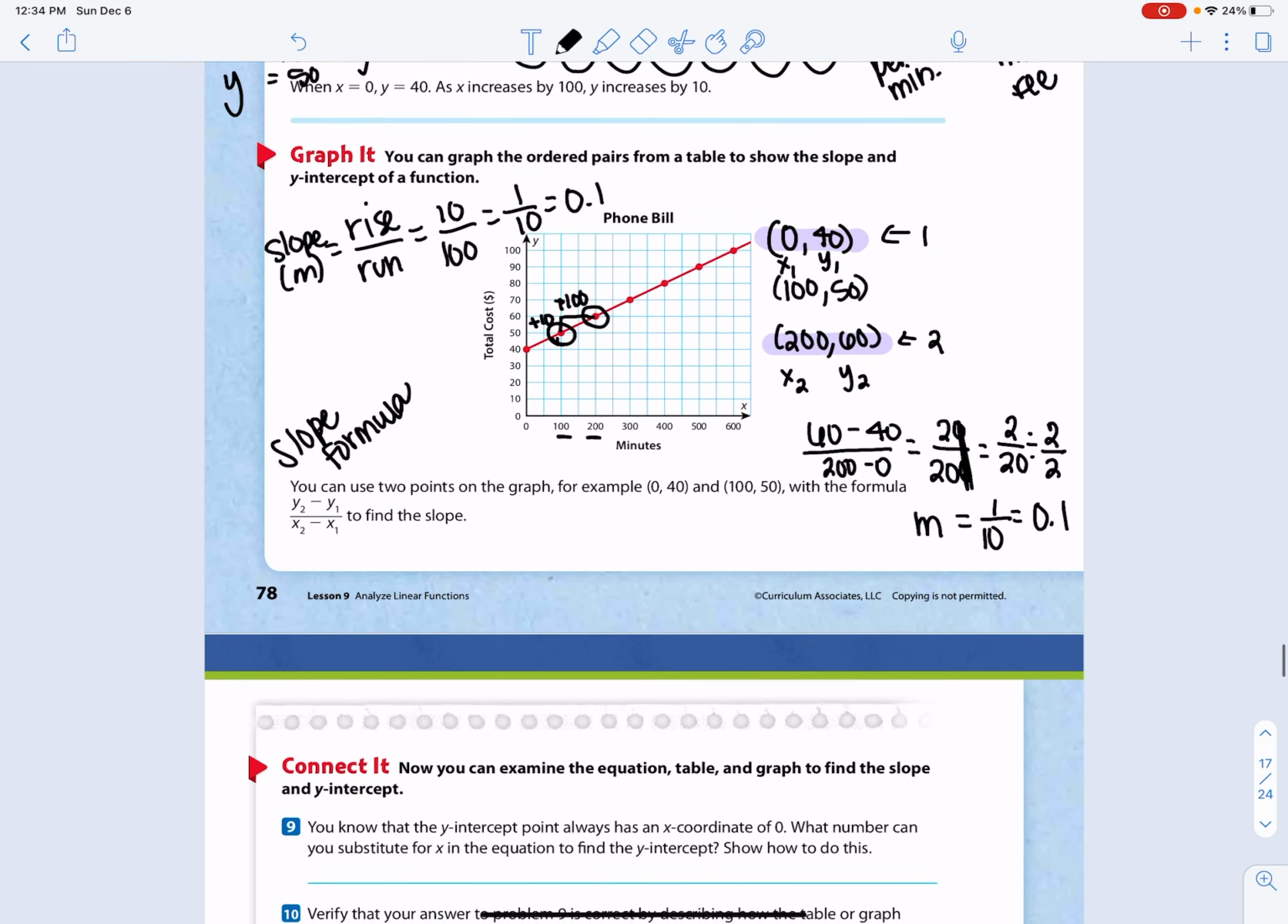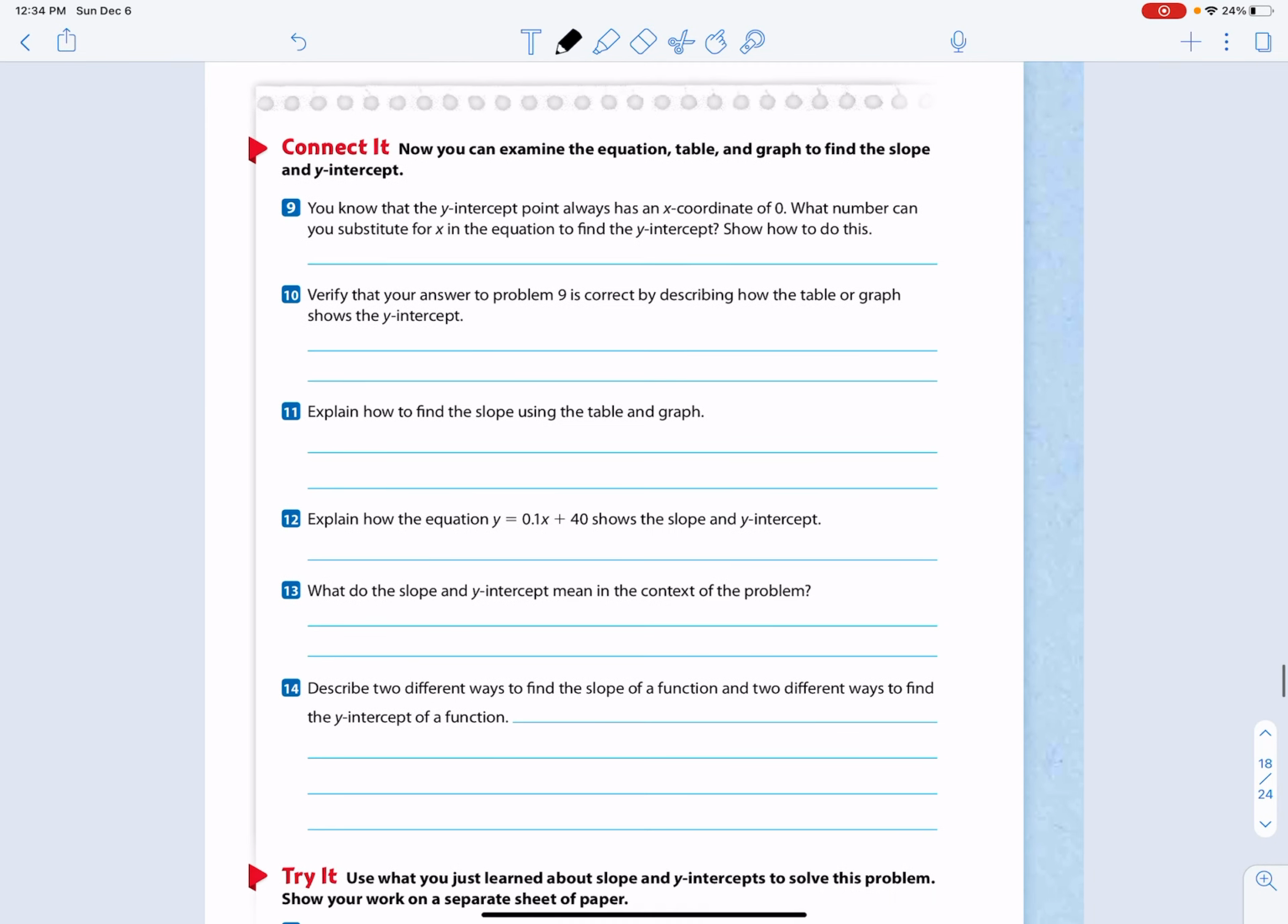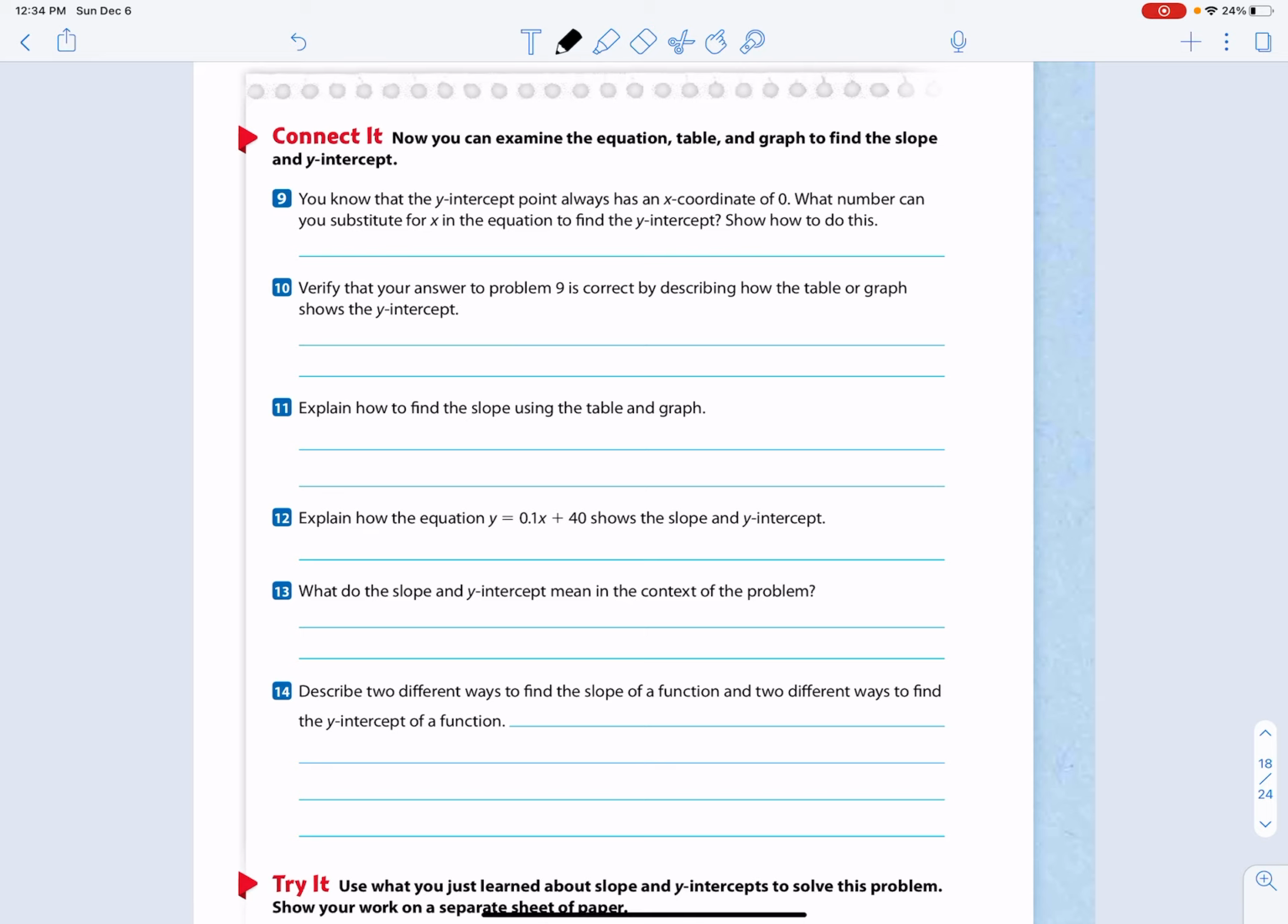All right, moving on to the connected. Now you can examine the equation, table, and graph to find the slope and y-intercept. You know that the y-intercept point always has an x-coordinate of 0. What number can you substitute for x in the equation to find the y-intercept? Since the y-intercept point always has an x-coordinate of 0, just go ahead and plug in 0 for your original x in your equation to find your y-intercept.